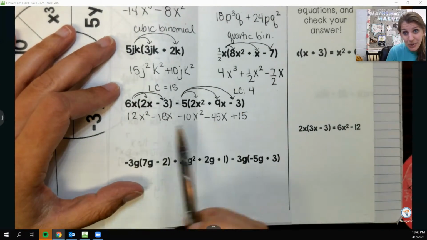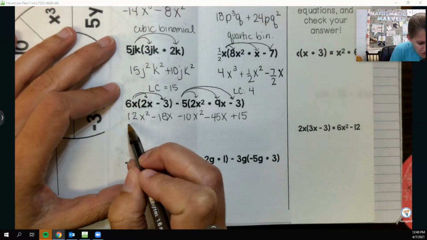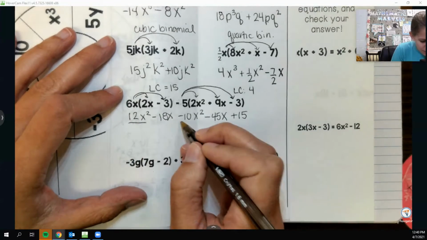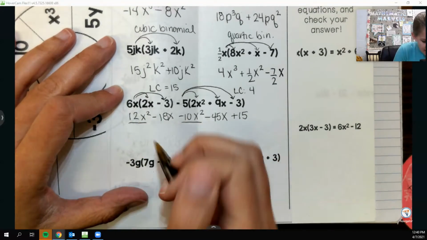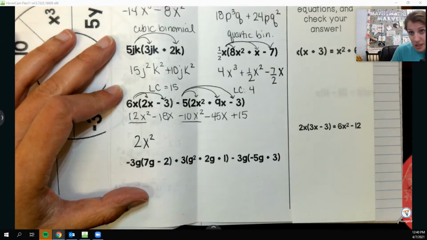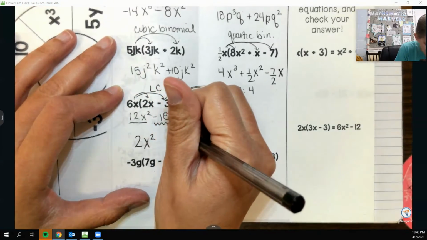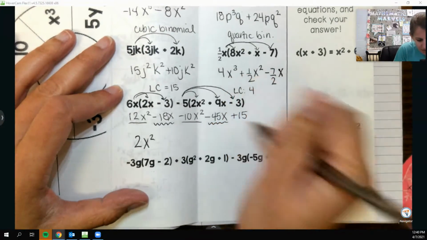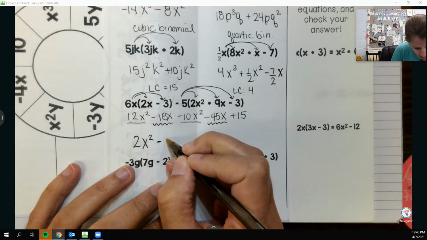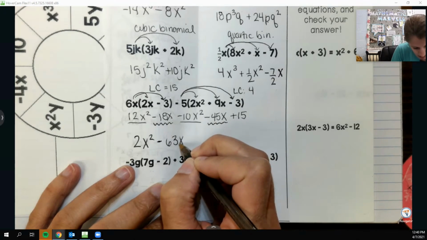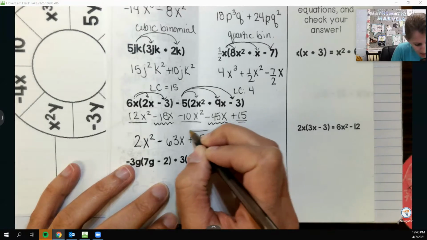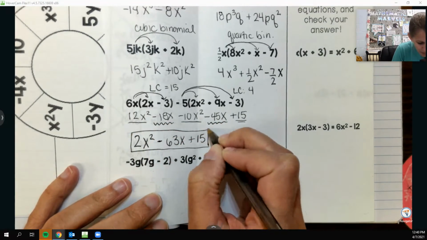So then I should go through and combine like terms if I have them, and I do have some. I want to start with the largest degree. So that's x squared. I have 12 here and negative 10 there for 2x squared. Then I go down a degree to x to the first, or just x. And I have negative 18 there and negative 45 of them there for a total of negative 63x. And then I just have the 15 and nobody to combine it with. And so there's my final answer.